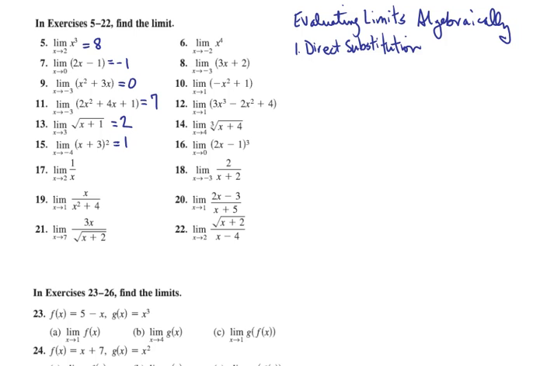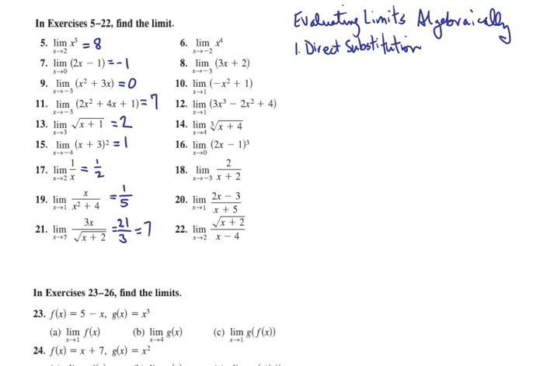As long as this works and doesn't give us back an undefined value, then direct substitution is all we need to evaluate the limits. Limit as x approaches 2 of 1 over x, that's just 1/2. Limit as x approaches 1 of x over x squared plus 4, we get 1 over 5. Limit as x approaches 7 of 3x over the square root of x plus 2. 3x is going to be 21. Square root of 7 plus 2, square root of 9 is 3. So that's 21 over 3, or 7.